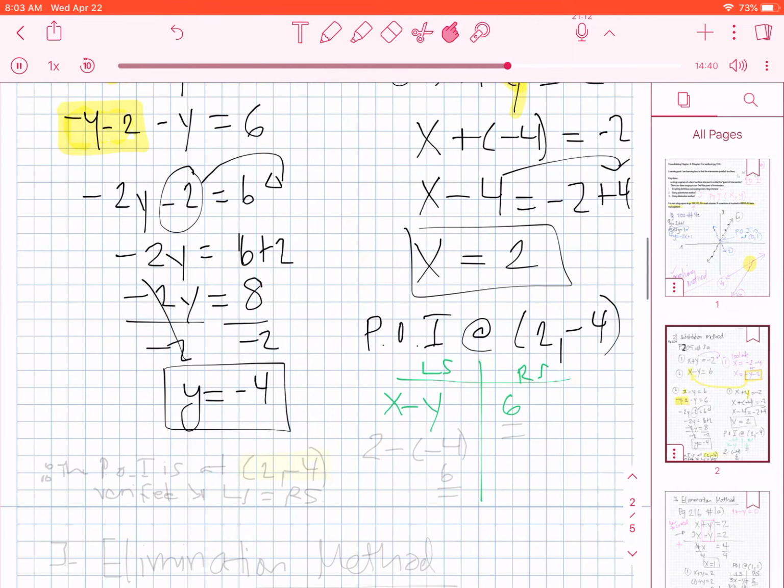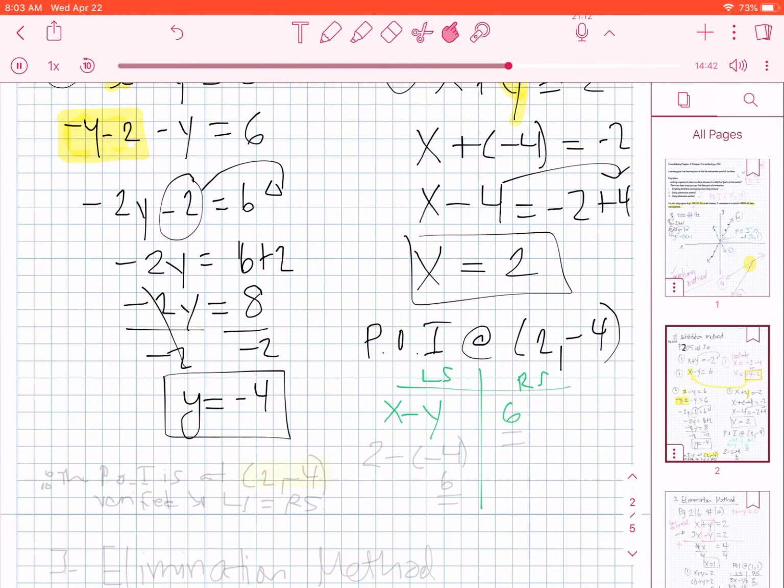Okay, so now I'm going to actually use what I got for x. So I got x as 2. So I'm going to sub in 2. I got y as negative 4. So 2 minus negative 4 is 6. So you see my left side does equal my right side.